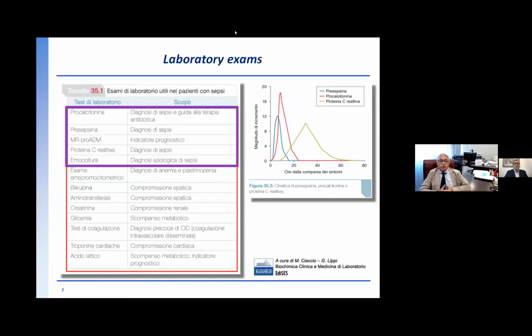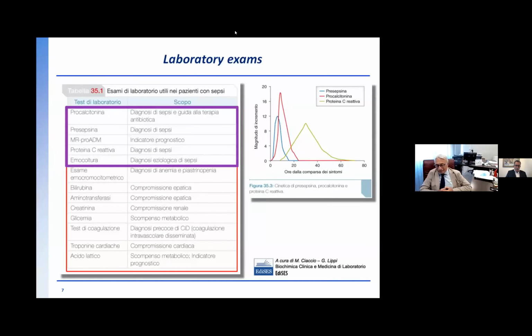We all know the various lab exams and parameters to be quick in the sepsis diagnosis as early as possible, starting from pro-calcitonin, which is a guide. We know that when there is a reduction by 50% of pro-calcitonin, it means that we are on the right track, that the treatment is working. And then Presepsin, new markers such as MR-proADM, and C-reactive protein, that is much broader than the 2 previous ones.